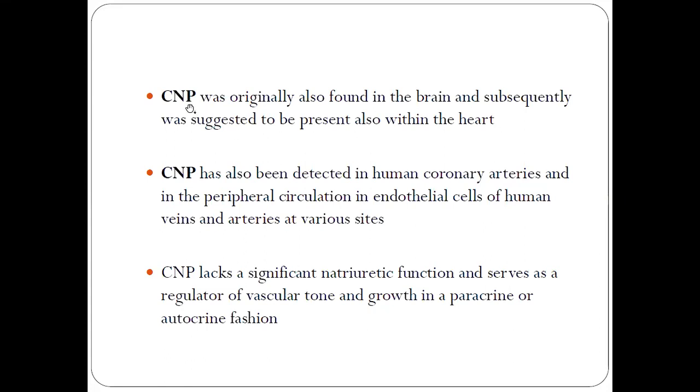CNP was originally found in the brain and subsequently was suggested to be present also within the heart. It was also detected in the human coronary arteries, in the peripheral circulation, and in endothelial cells of human veins and arteries. CNP lacks a significant natriuretic function and serves as a regulator of vascular tone.